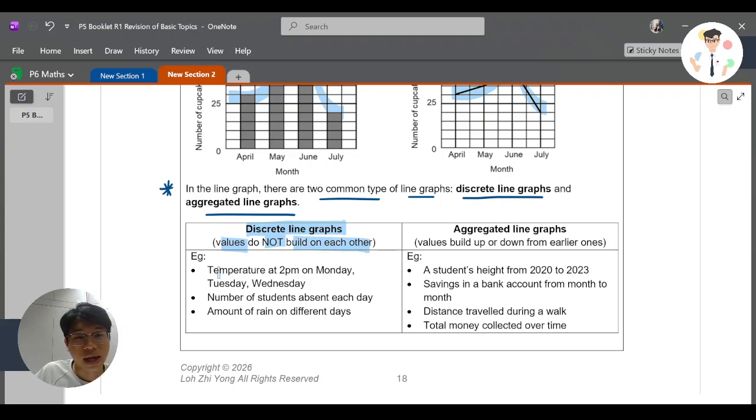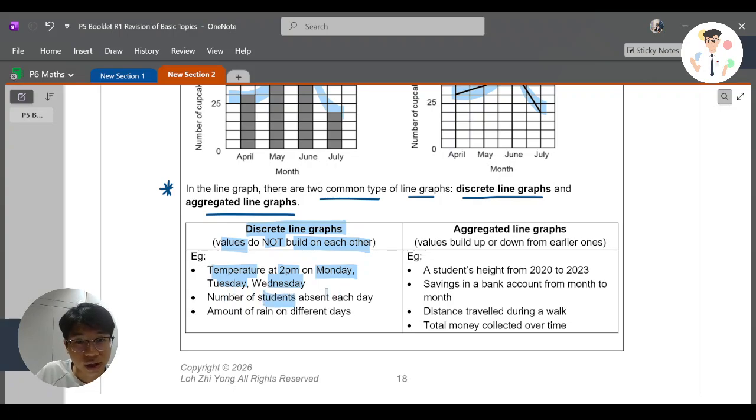For example, I say the temperature at 2 p.m. on Monday, Tuesday, Wednesday. Does the temperature on Tuesday depend on Monday? Not really, right? Wednesday depending on Tuesday? No. So that means it's discrete, meaning it's individual, its own data or own information.